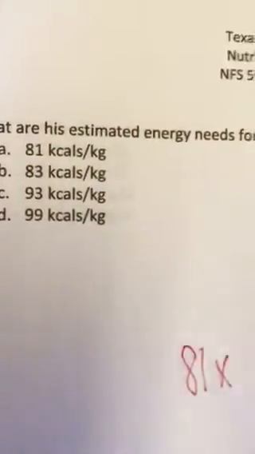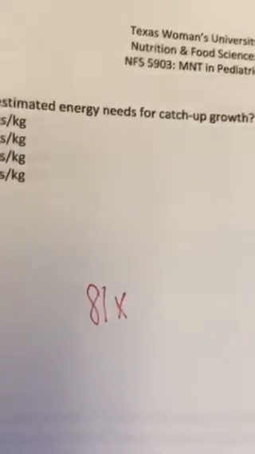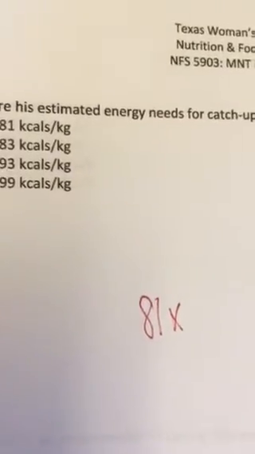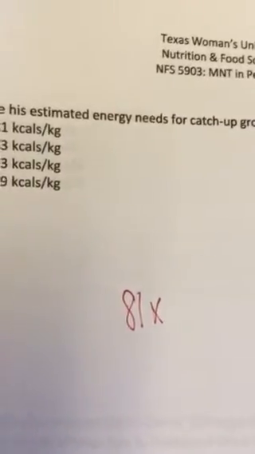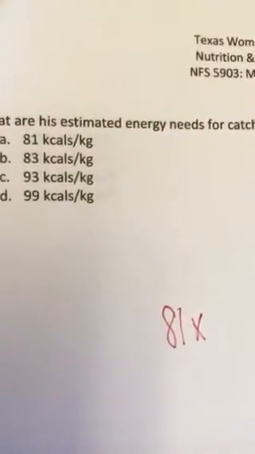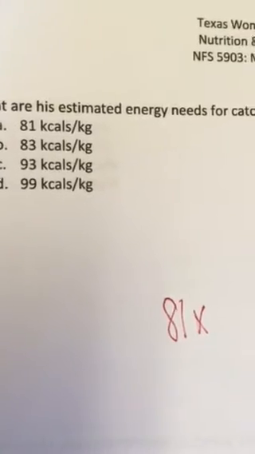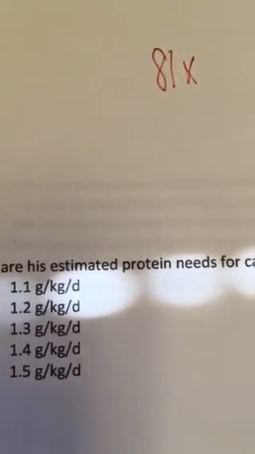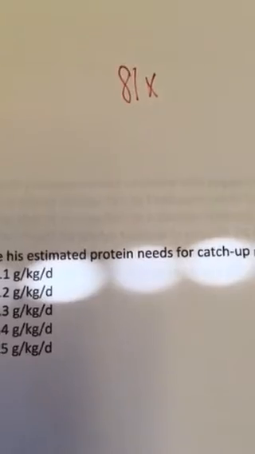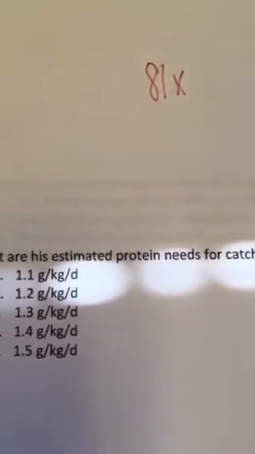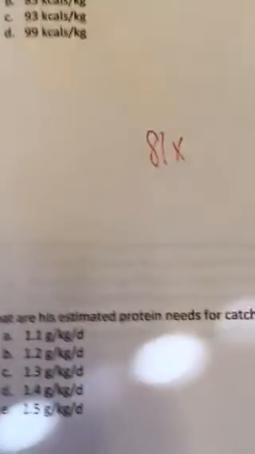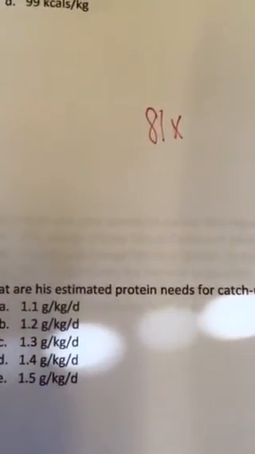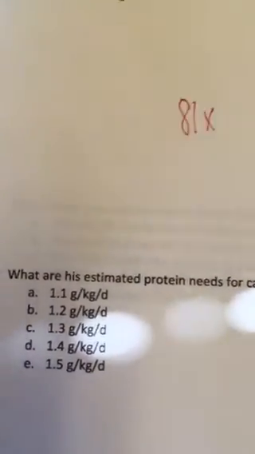And doing either of those methods, we determined that his needs for catch-up growth are in fact 93 calories per kilogram. So that's a big difference to go between 81 or 79 and 93 calories per kilogram. Also recall that in estimating his protein needs, we also need to multiply the RDA for protein, which also is found in the children's handbook. We need to multiply that RDA by his ideal body weight, and that's on page 31 in the children's handbook.